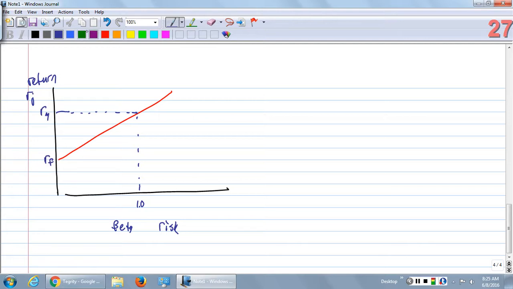So my example, I think I said, let's assume this is 10 and this is 4. This is called our SML, our security market line. And the equation, as I said, R sub J equals the risk-free plus the beta times RM minus RF. So let's break this capital asset pricing model formula down.